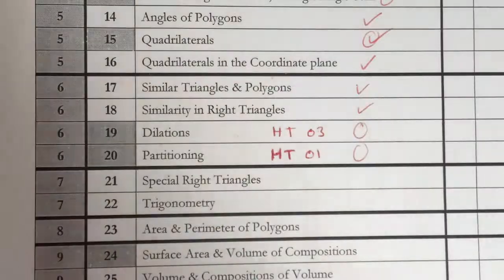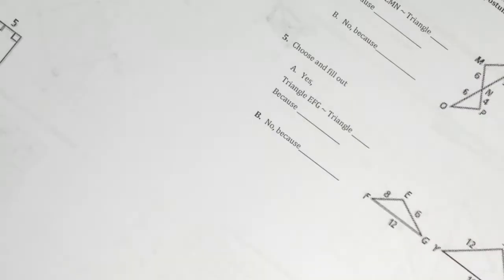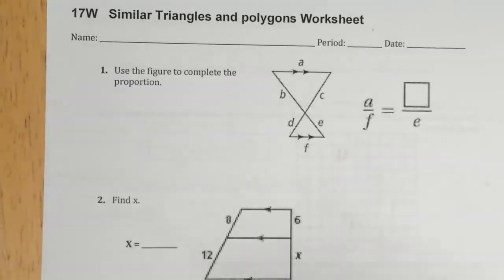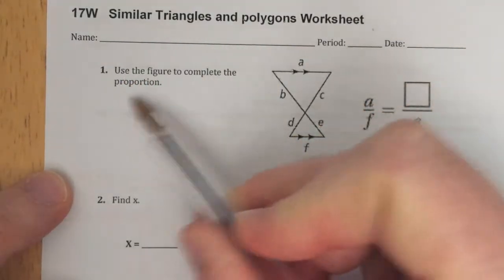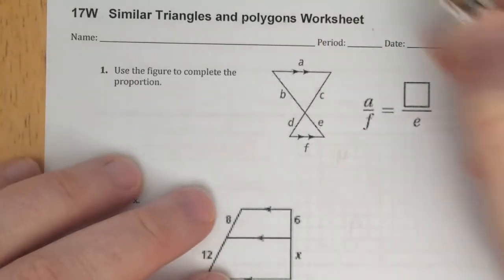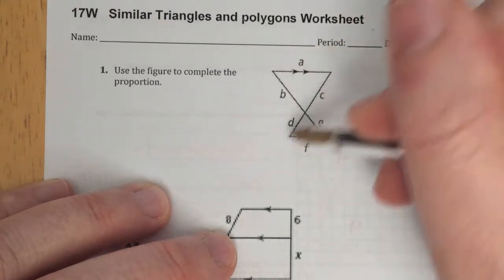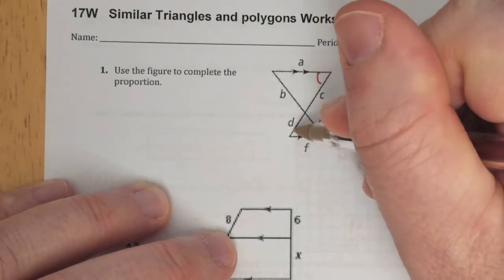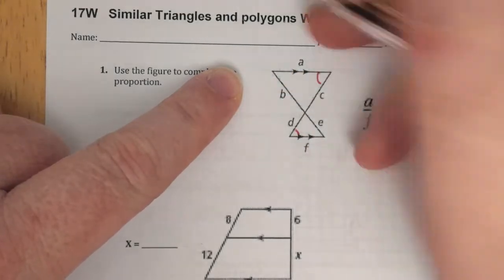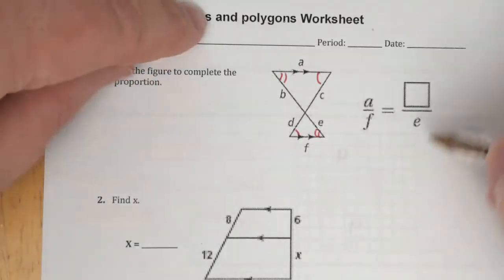All right, so let's go ahead and get this done. So we're starting on page 17. On page 17, use the figure to complete this. A couple of things that we need to know is what equals what, right? So I can do a Z where this angle equals this angle, and then I can do a backwards Z where this angle equals this angle. Those are like the really easy ones, right?